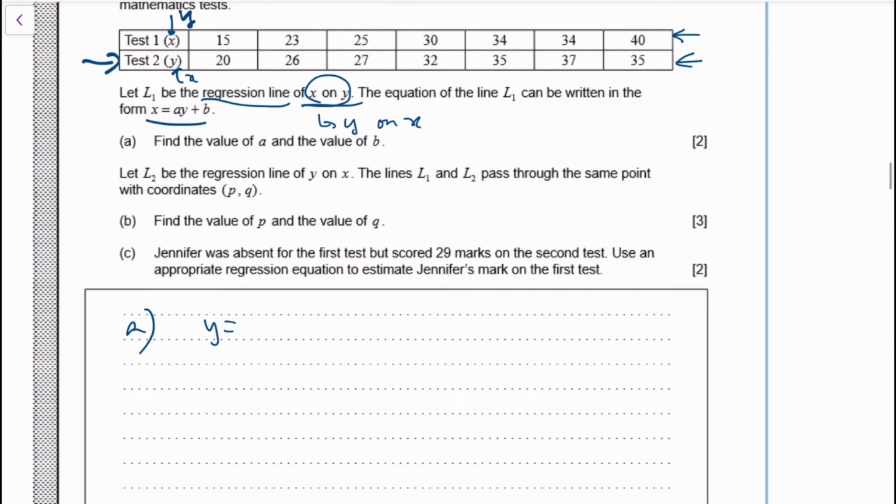Okay, you should get a to be 1.29, well b is a negative, like this. So that's the equation that they tell you, but obviously our x and y are swapped. So this is x, this is y. Okay.